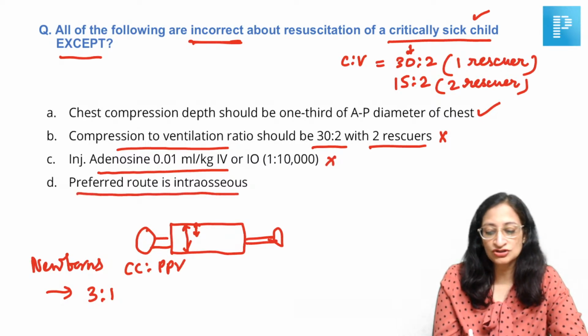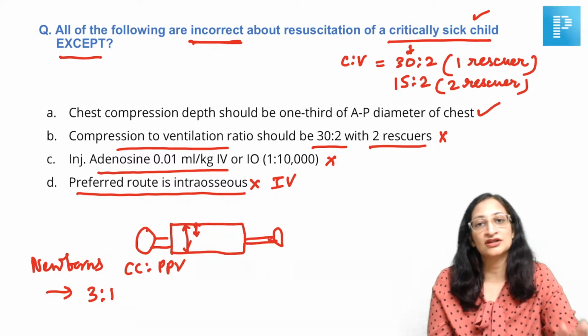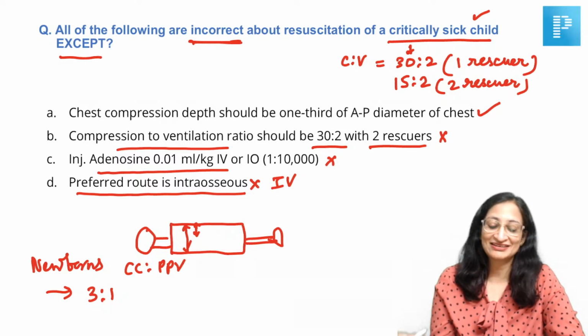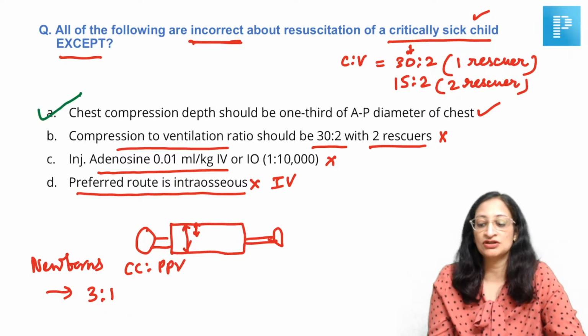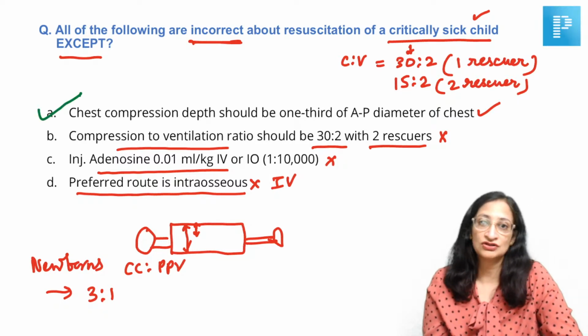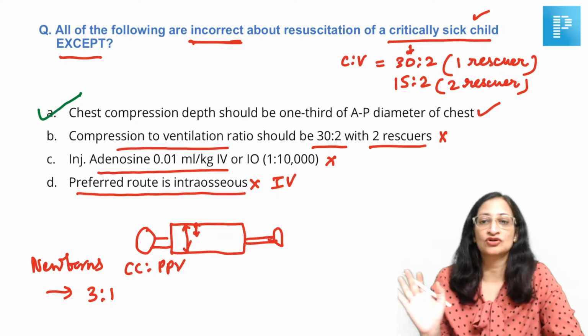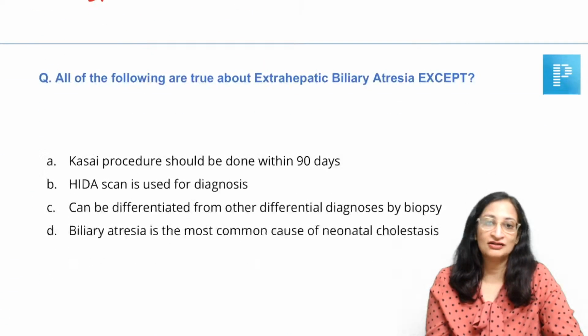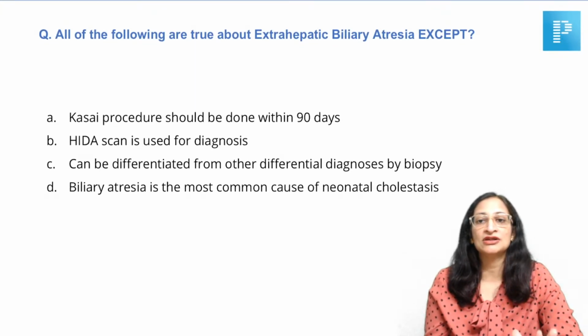Preferred route is intraosseous is also wrong. The preferred route is always intravenous. Only if you are not able to secure IV access, only then you give it intraosseous. So the best answer out of the given options is that chest compression depth should be 1/3 of the anteroposterior diameter of the chest. So, all of the following are incorrect except, so this is the correct option, this is not incorrect.